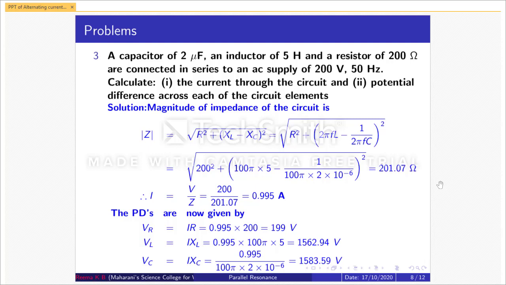The potential differences are now given by VR = I into R, which is equal to 199 volt. VL = I times XL, which is equal to 1562.94 volt. And VC = I times XC, which is equal to 1583.59 volts.